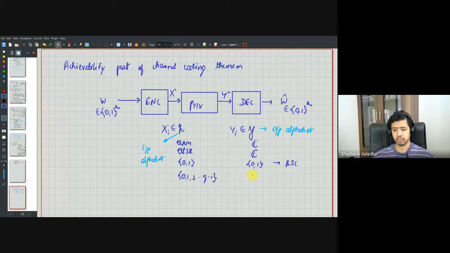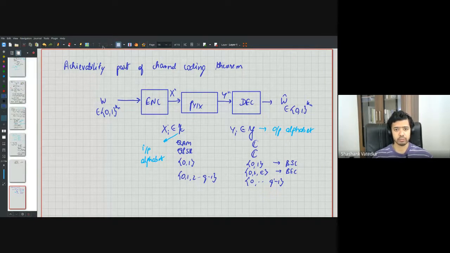And maybe if it is a BEC, then the output could be either a 0 or a 1 or an erased symbol. For a Q-ary channel, again, it could be anything. So in general, maybe you have Q symbols at the input, and you have some Q prime symbols at the output. So it's a very general framework where we permit any input alphabet and any output alphabet. But at least for the purpose of this discussion, we will assume that both the input and output alphabets are finite.